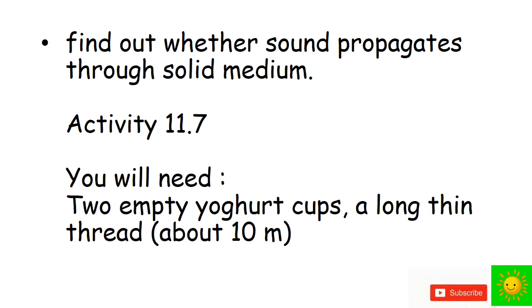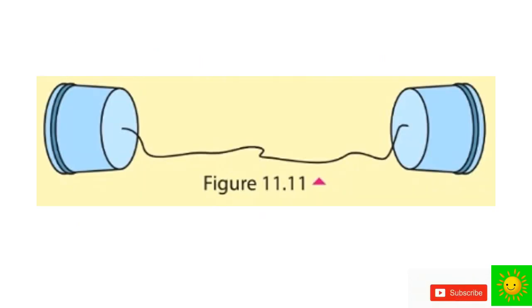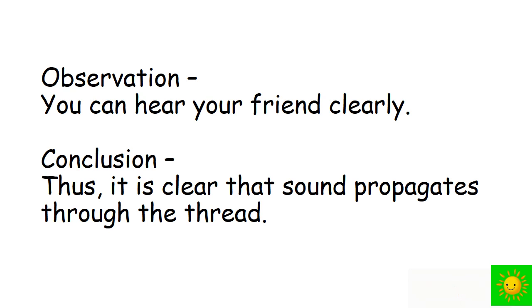Let's find out whether sound propagates through a solid medium. We will need two empty yogurt cups and a long thin thread about 10 meters long. What we have to do: connect the bottoms of the two yogurt cups with the thread as shown in the figure. Get some support from your friend for this activity and keep one of the yogurt cups to your ear. Tell your friend to go as far as possible, keeping the thread well stretched, and speak into the other cup. You can hear your friend clearly. Thus, it is clear that sound propagates through the thread.